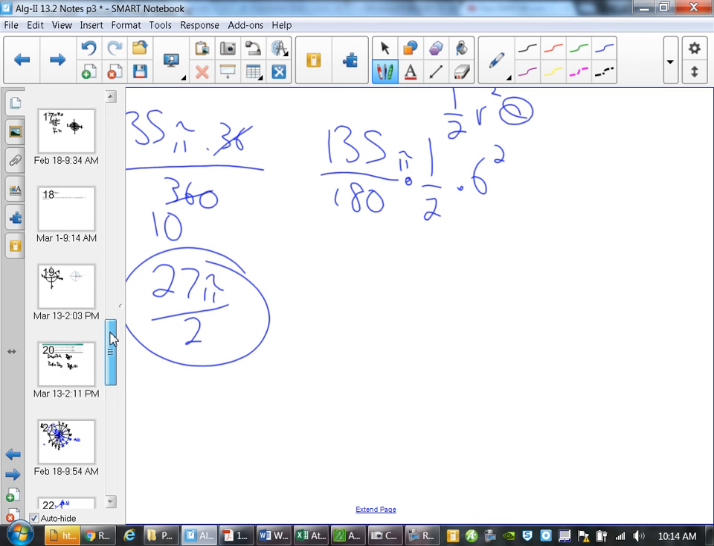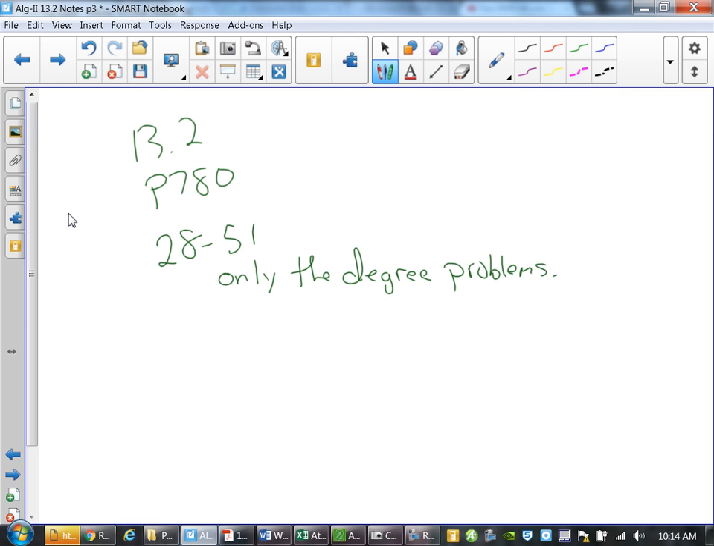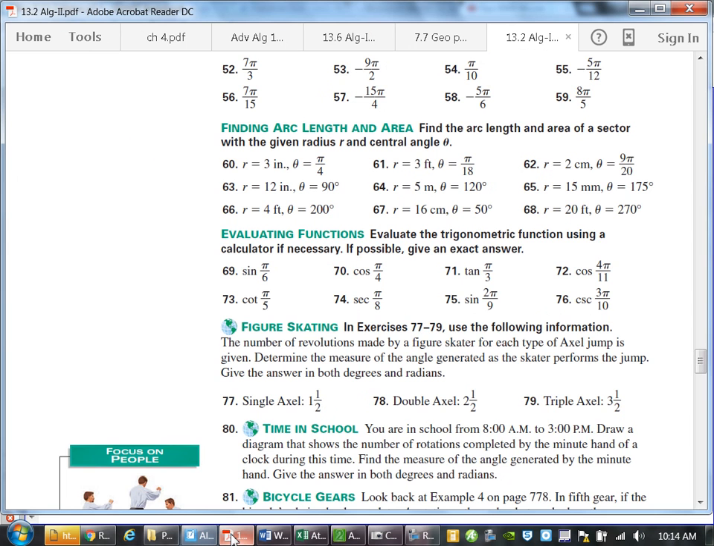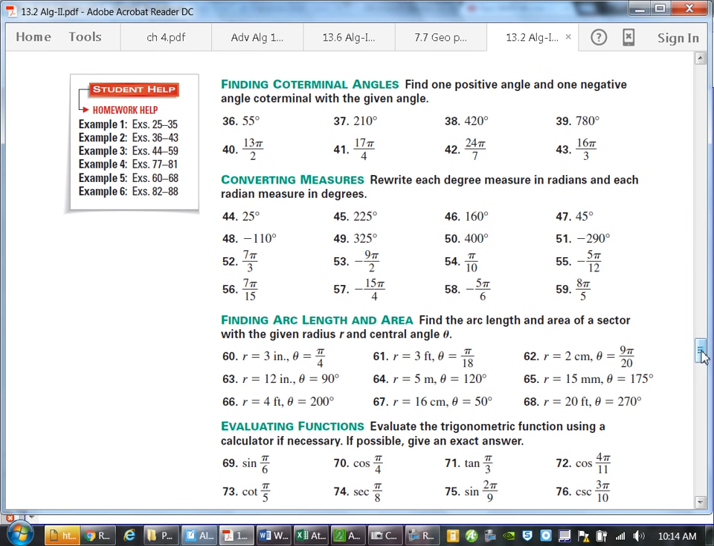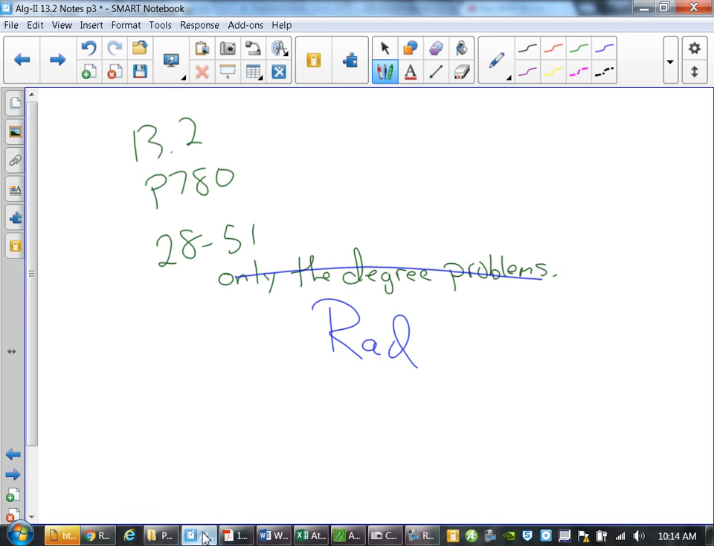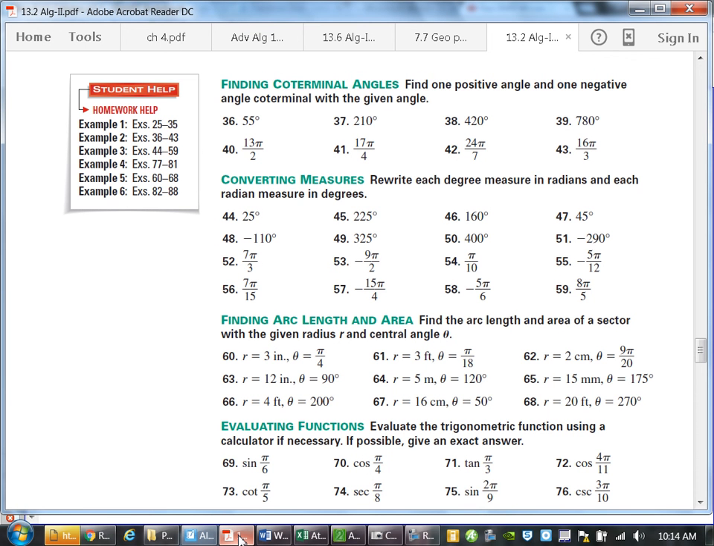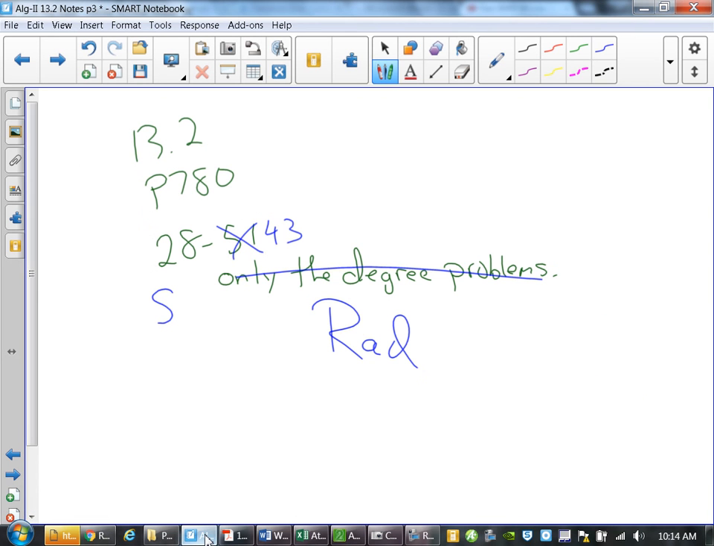Let me see here. So 28 through 59. Trying to find the homework. So now it's 28 through, now it's radian stuff. Remember it jumps. It'll be 28 through 43, and then 52 to 65. So this stuff and this stuff. Okay?